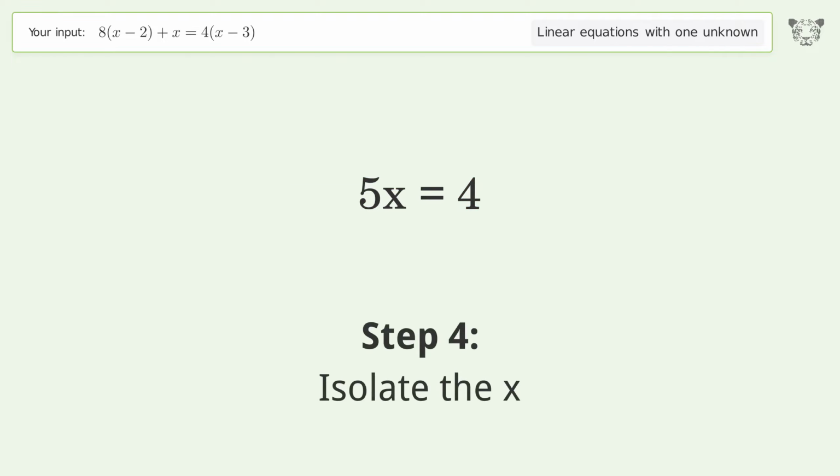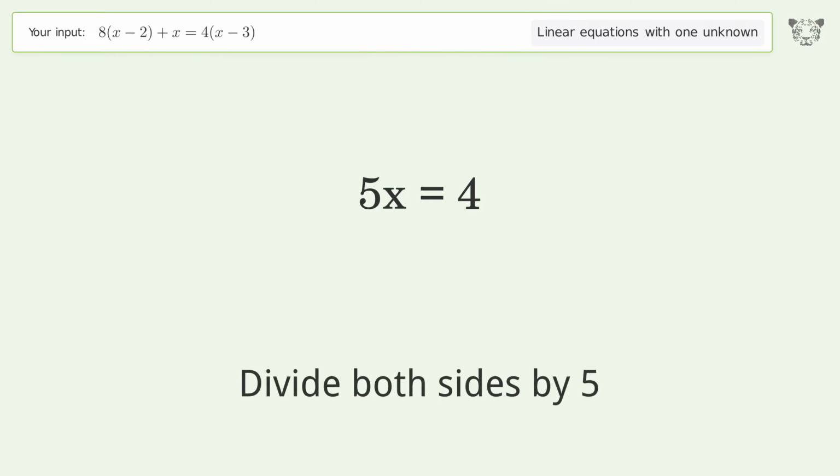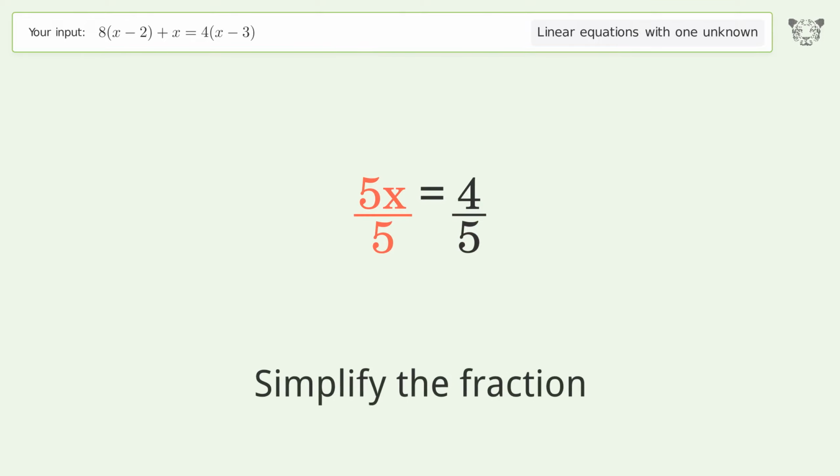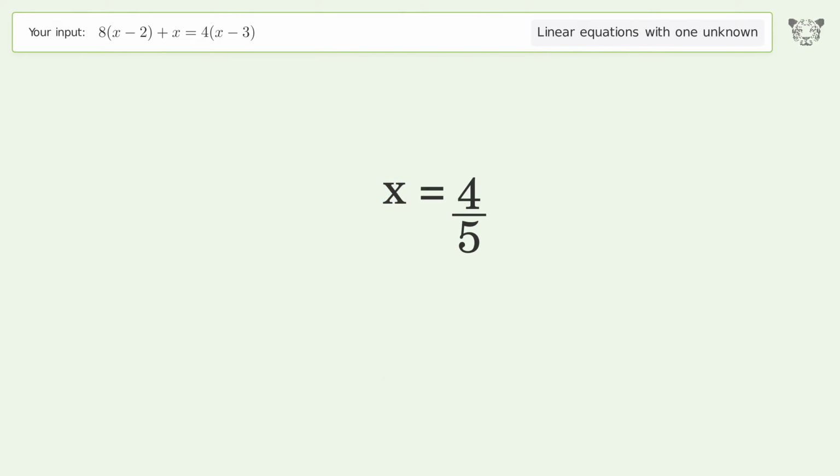Isolate the x. Divide both sides by 5. Simplify the fraction. And so the final result is x equals 4/5.